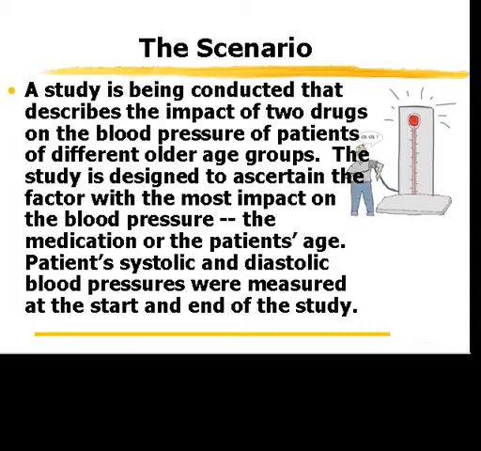The study is designed to ascertain the factor with the most impact on the blood pressure. So it's saying, given these 2 things, a patient's age and the drug, which one has the most impact on the blood pressure? Is it the taking of the drug or the age? Both of which we do know have an impact on blood pressure, but which has the most. And finally, the patient's systolic and diastolic pressures were measured at the start of the study, or the baseline, and at the end of the study.